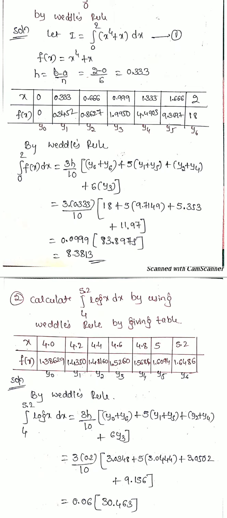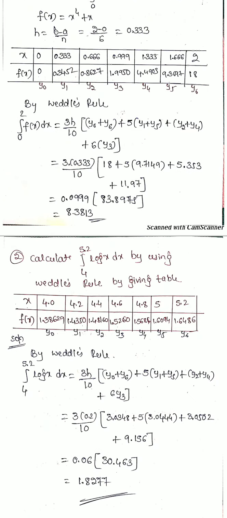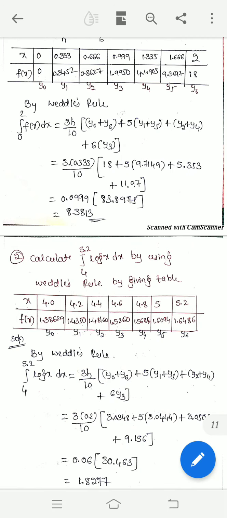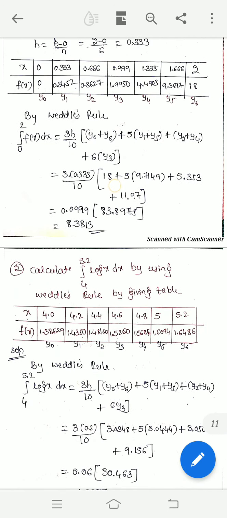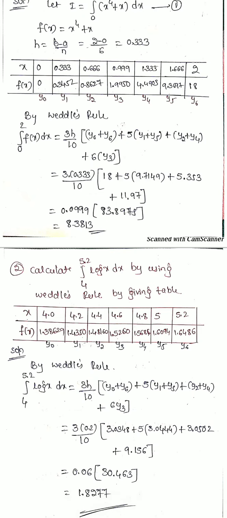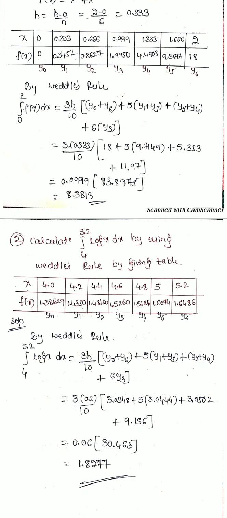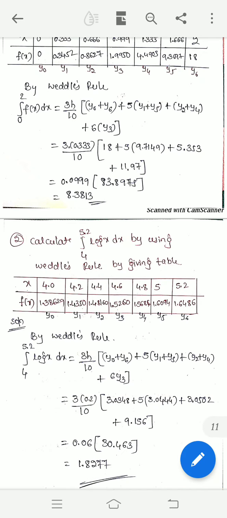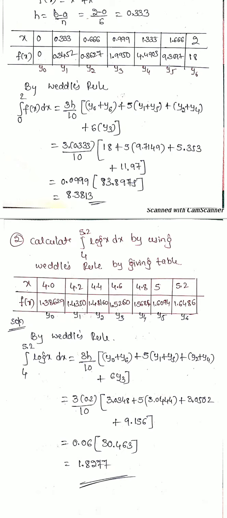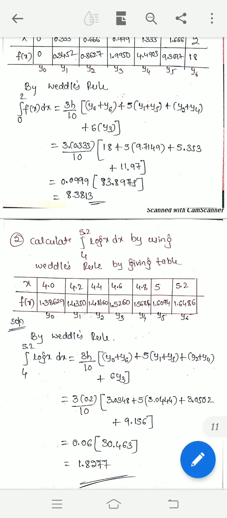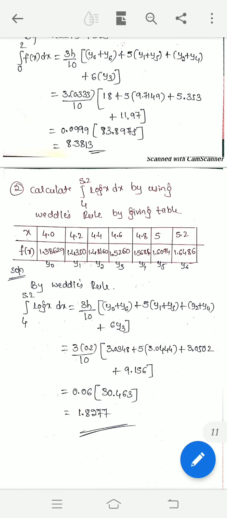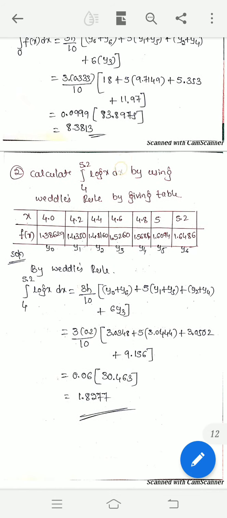Now substituting all these values in the above formula, it is 3 into h, which is 0.333, divided by 10, into y0 plus y6, which is 18, plus 5 into 9.7149 plus 5.353 plus 11.97. Adding all the above values, we get 8.3813. The value of the integral is 8.3813.